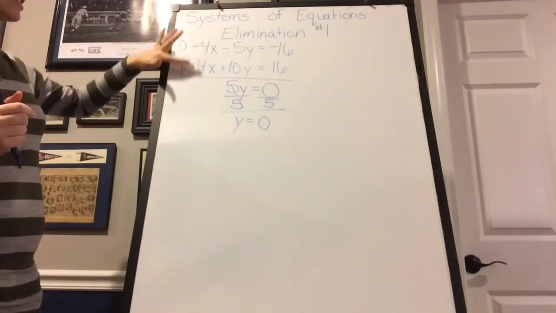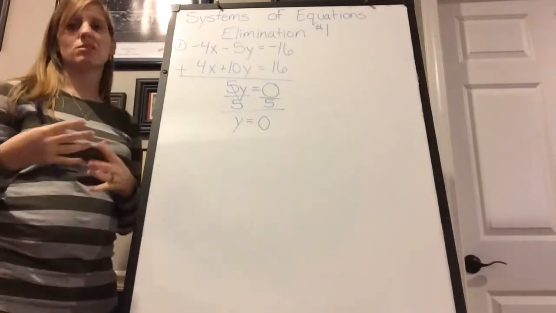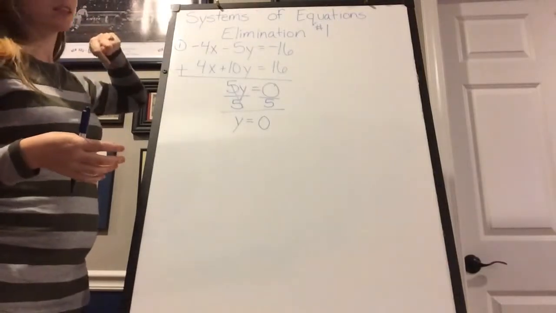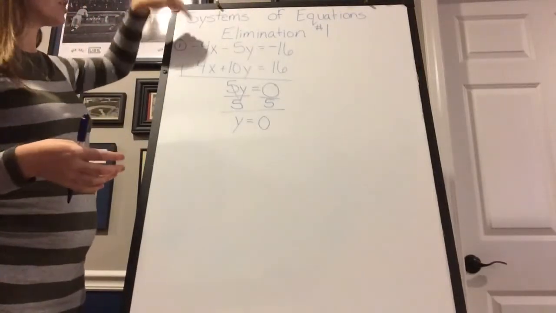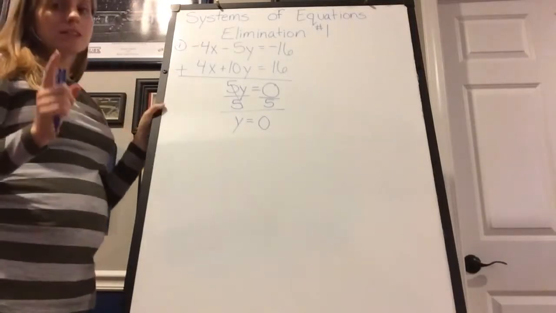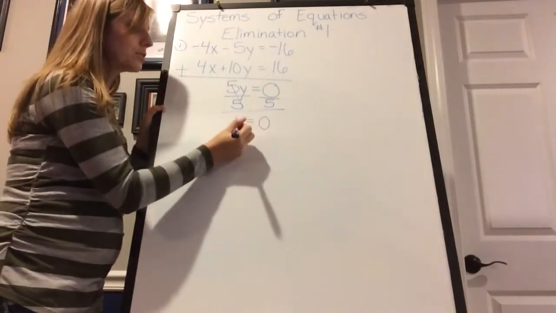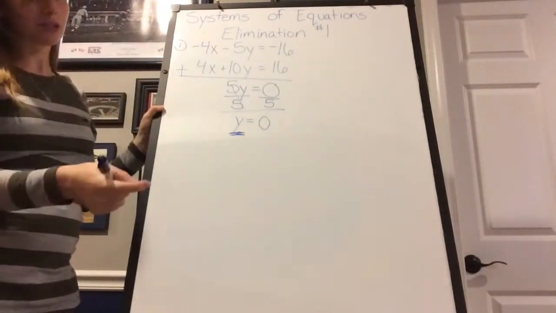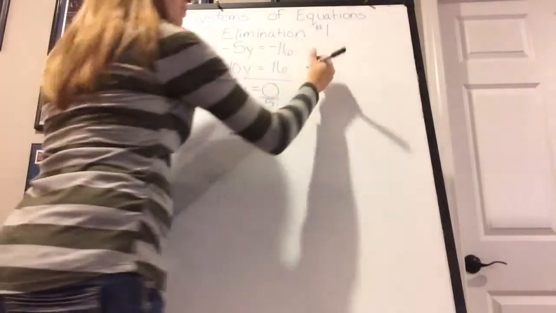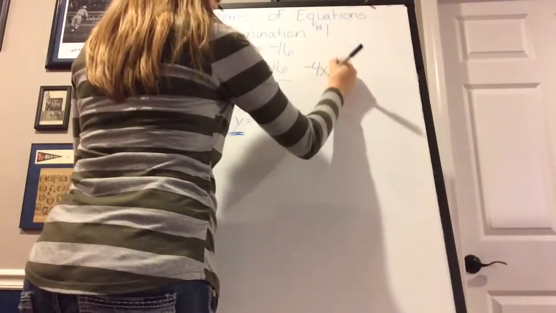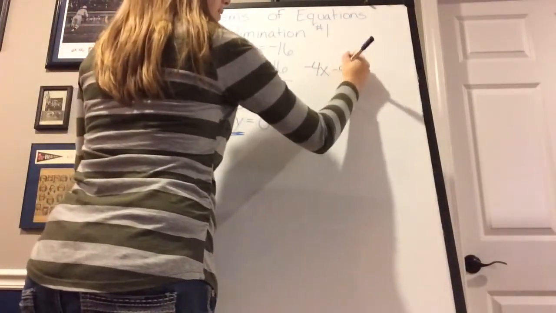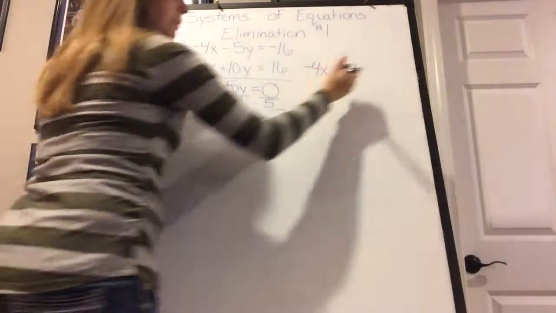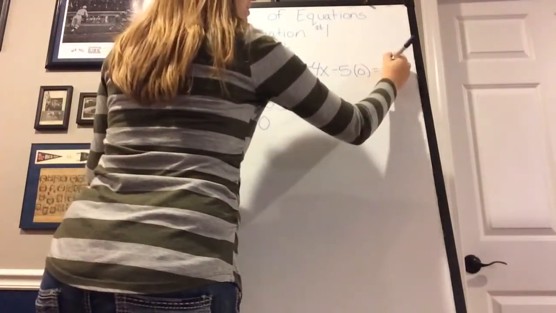What I'm going to do is look at these two equations, and I'm going to pick the one that has the smaller numbers. I'm going to go with the first one. 4, 5, and 16 looks a little easier to me than 4, 10, and 16. So I'm going to go with the first one. I'm going to substitute, but I'm going to substitute in for y. If y is what we know, y is what we substitute for. That means the negative 4x will stay the same. My minus 5 will stay the same. But instead of y, I will substitute in 0 in parentheses. And that equals negative 16.